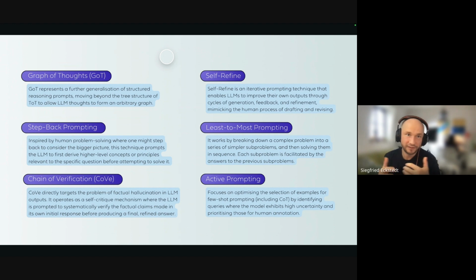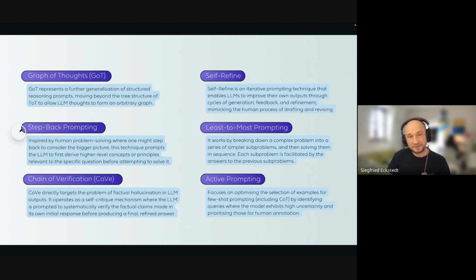A graph of thoughts, similar to the tree of thoughts, but you have a graphical representation of the branches, and it's not a tree structure, but it goes beyond that. And therefore, it can reach a better structure and more depth. So let's say a leveled up tree of thoughts.